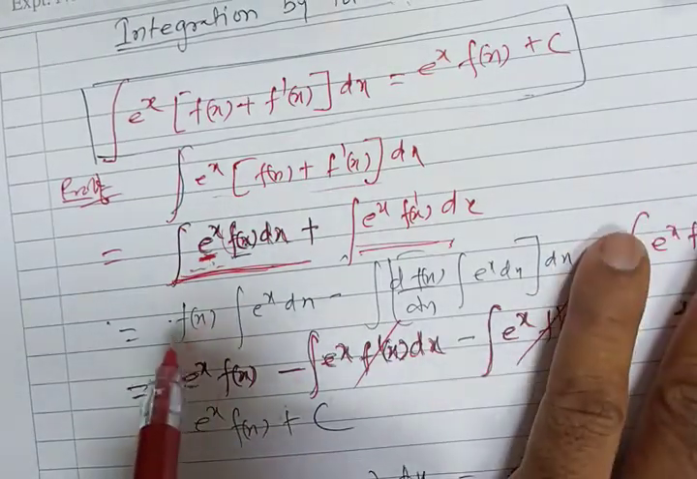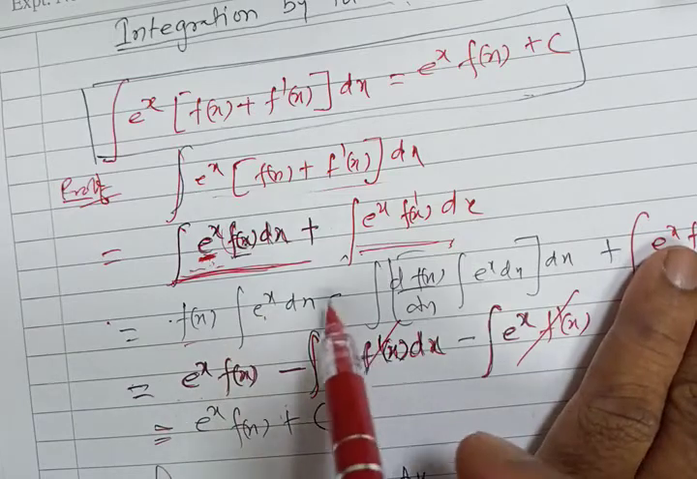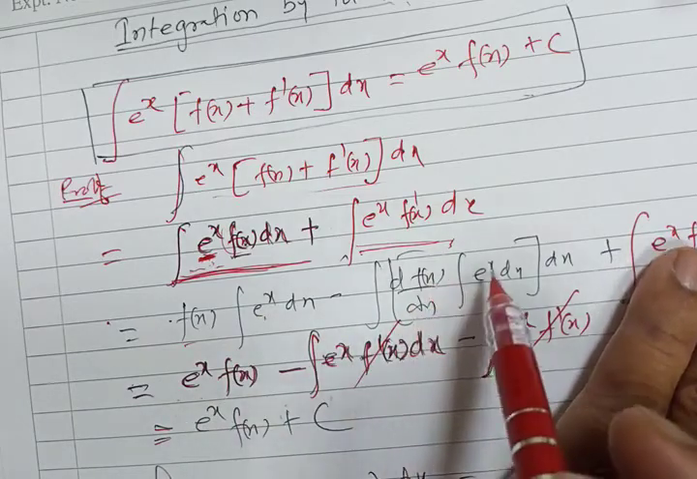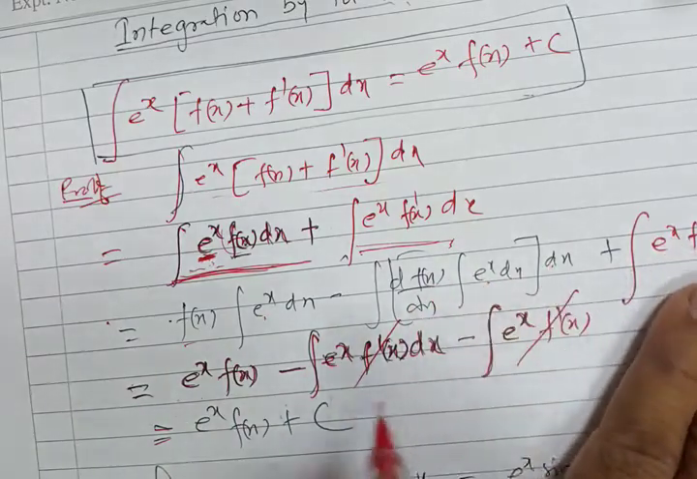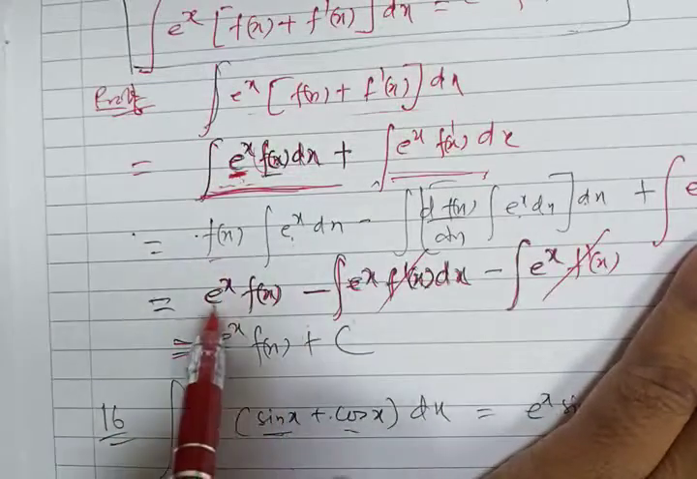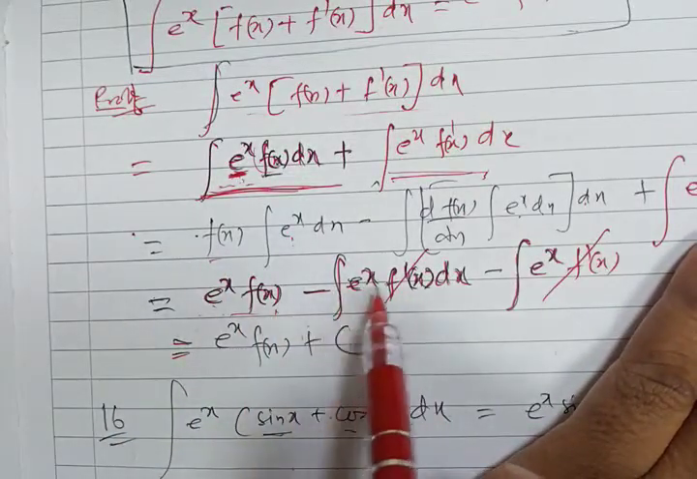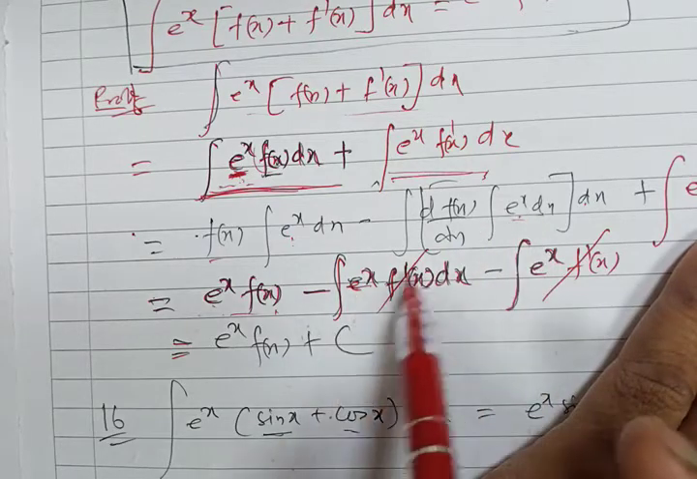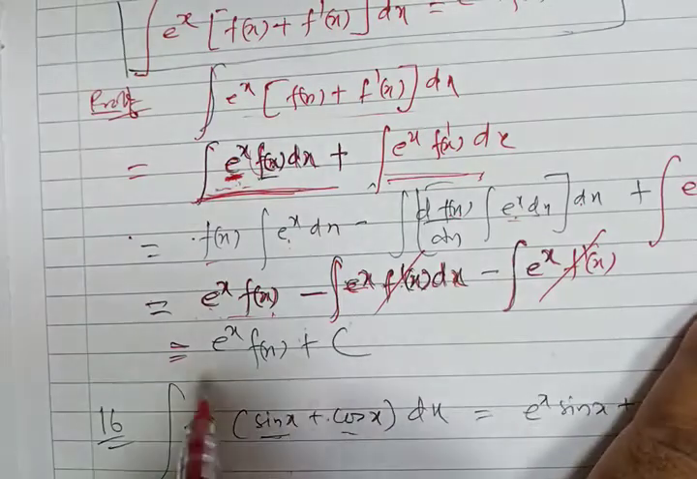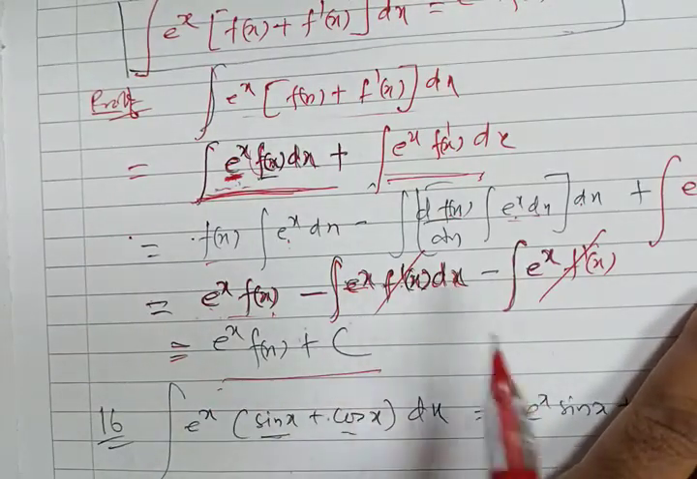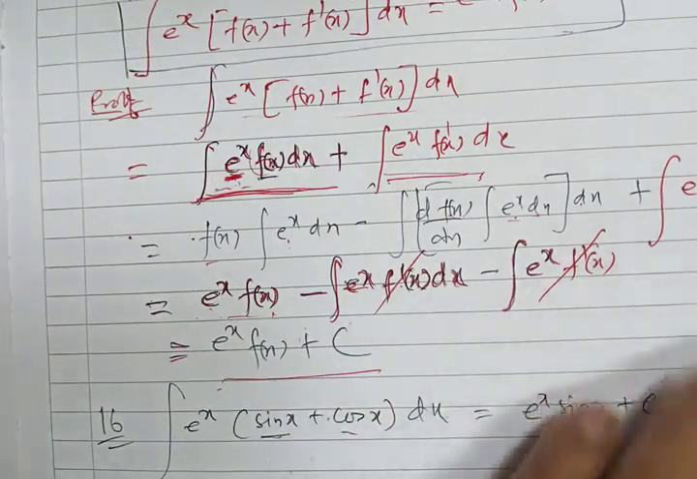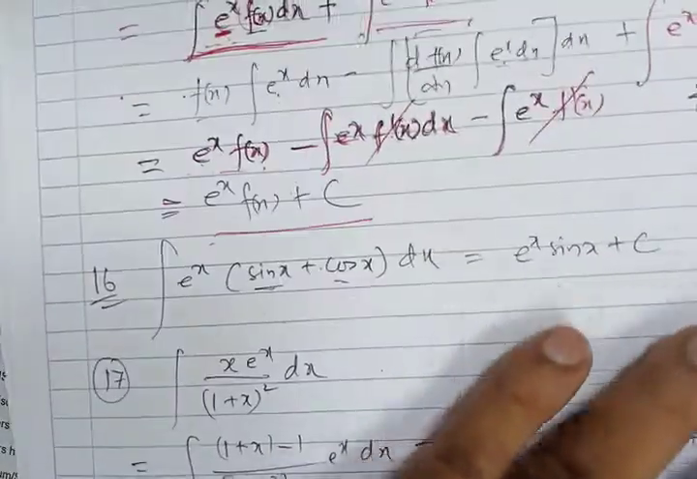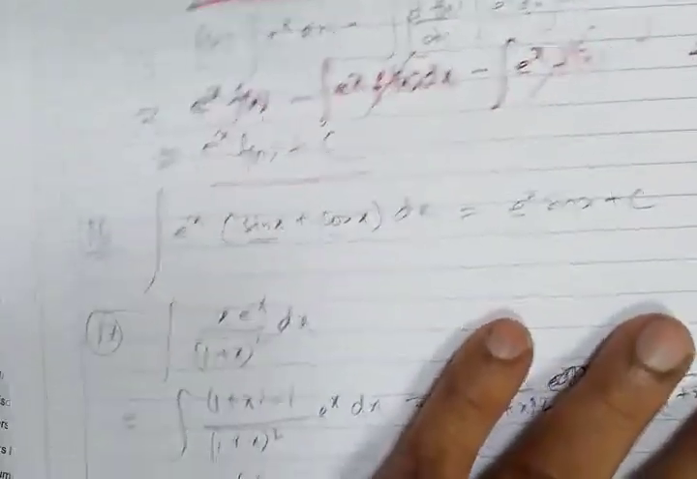So by parts, first function times integration of second, minus differentiation of first times integration of second, and whole dx. So we get e to the power x f(x) minus integral of e to the power x f'(x) dx, since differentiation of f(x) will be f'(x). This is cancelled, so finally we get this. So it is a very important formula. One question you will definitely get. Generally objective type questions come.